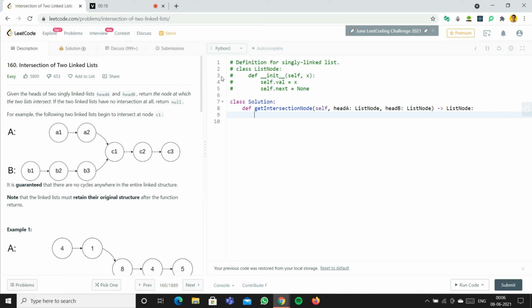For example, the following linked list begins to intersect at node C1. It is guaranteed that there are no cycles anywhere in the linked list structure. Note that the linked list must retain the original structure after the function returns. Okay, so the solution to this problem is not a pretty intuitive one.